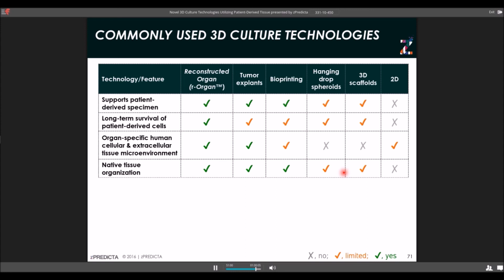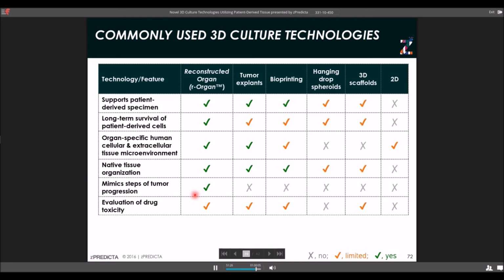Then forming native tissue organization, again, it happens to various degrees with 3D scaffolds and hanging drops. We are creating three-dimensional structures, which are not necessarily physiological, but they're 3D, they're closer to a tumor structure or an organoid compared to the 2D cultures. And then the bioprinted materials, tumor explants, and the reconstructed organ technologies can really set up a native organization of the tissue.